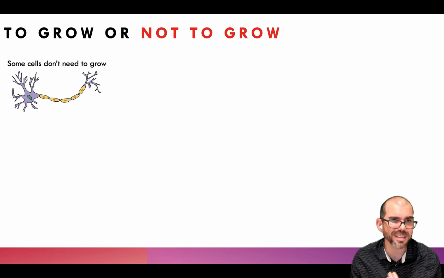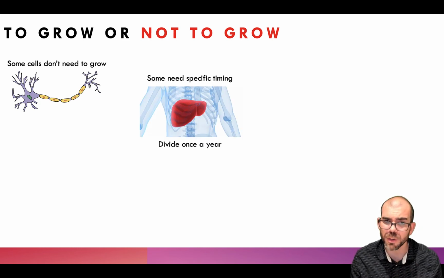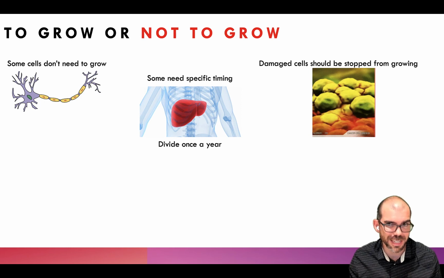Often, though, cells don't really need to grow. Nerve cells and muscle cells don't need to grow. They're limited in their capacity. It would be bad if they grew too much. And other cells need really specific timing. For example, the cells in your liver only divide once a year. And if cells are damaged, such as becoming cancerous, we want to stop them from growing before they grow too far.